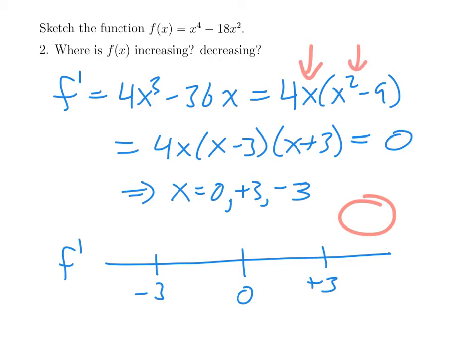I don't care what it is. When I plug a 4 into the x squared minus 9, I get a positive number. I don't care what it is. So all told, that tells me the derivative here is positive, which means the function is increasing. And I keep testing that with all of the other points, and I get this pattern that says the function's initially decreasing, then increasing, then decreasing, then increasing.